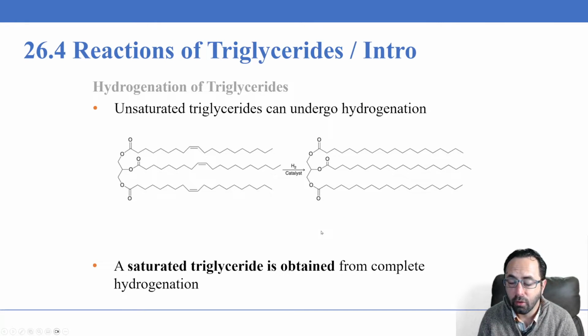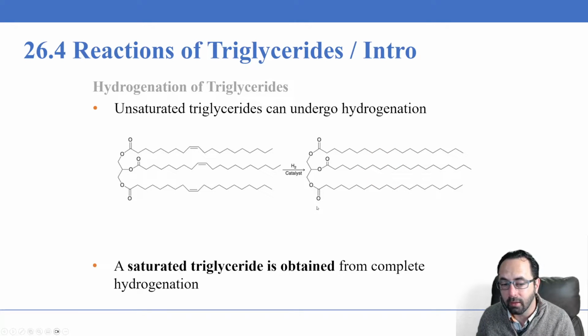So unsaturated triglycerides can undergo hydrogenation, and if you've ever seen a carton of margarine, it's going to say that it has partially hydrogenated vegetable oils, okay? And so a vegetable oil may contain double bonds in it. Here we have a triglyceride with 3 unsaturated fatty acid chains, and if we use hydrogen and a catalyst, the same way we saw in chapter 8, platinum, nickel, something like that, we can hydrogenate the double bonds and we can turn them all into saturated fats.